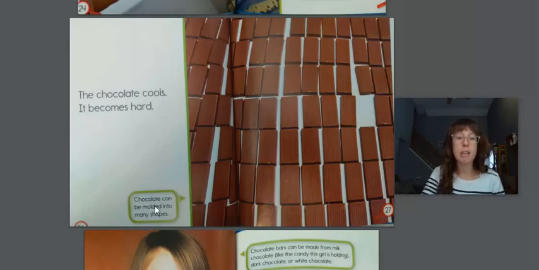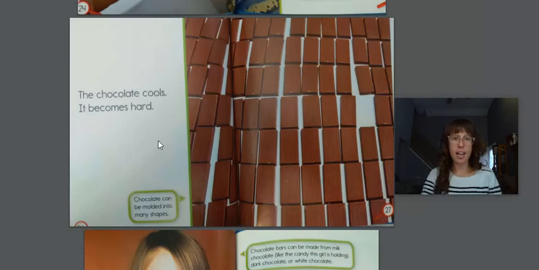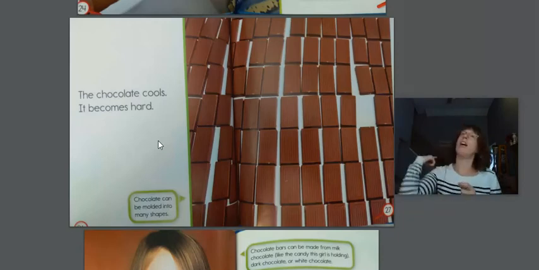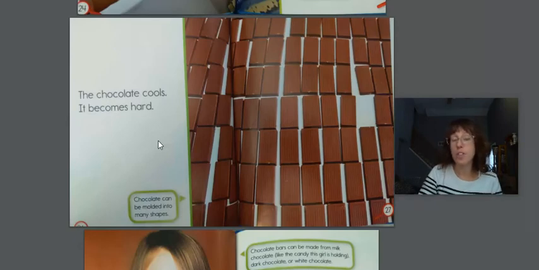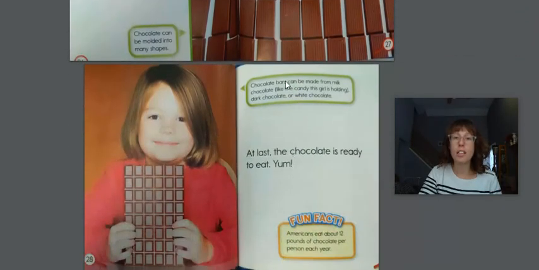It says chocolate can be molded into many shapes. I know you might have for Valentine's Day a candy heart that's chocolate. For Easter, you might have a chocolate bunny. For Christmas, maybe you'll have a chocolate tree. But these are just rectangular chocolate molds. Chocolate bars can be made from milk chocolate, like the candy that this girl is holding, or you can make dark chocolate or even white chocolate. At last, the chocolate is ready to eat.